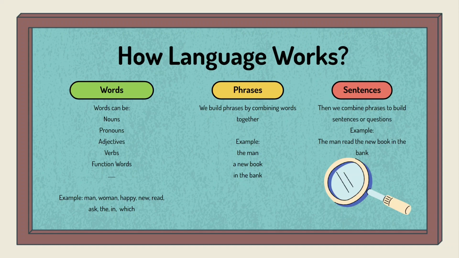And then we have some grammatical units which are called phrases, either noun phrases, verb phrases, prepositional phrases, and things like that. These are mainly built by combining words together into a grammatical unit. For example, something like the man, or a new book, or in the bank. All of these are considered phrases. When we combine all of these phrases together, we can build sentences or questions. For example, the man read the new book in the bank. So here different phrases are combined together to make a sentence.